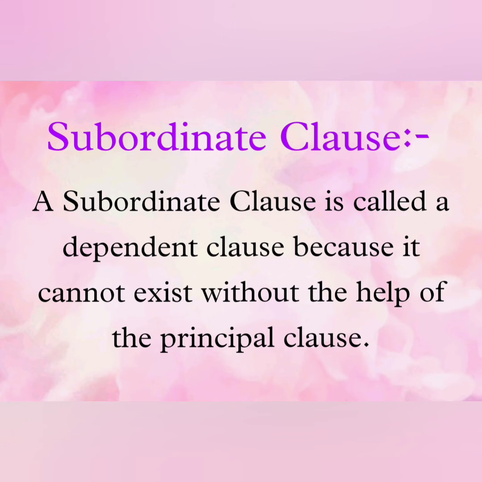Once again, you can understand from the word "dependent" that this clause depends on the other clause to complete its meaning. This is called a dependent clause because it cannot exist without the help of the principal clause. As you have already understood, the principal clause is the main clause that has a meaning in itself, but the subordinate clause does not have a meaning in itself. To clarify its meaning, it is always dependent on the principal clause.